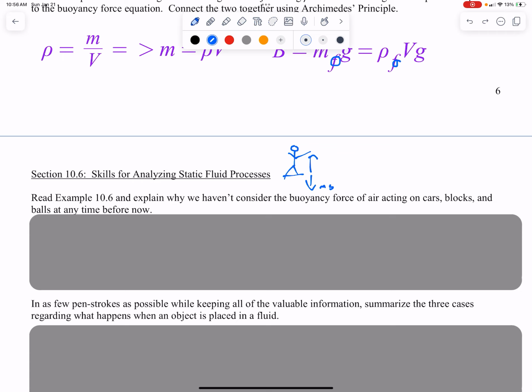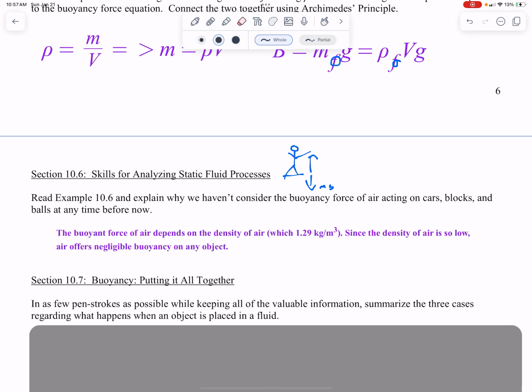There's pretty much insignificant difference due to the buoyancy of air. And if you think about it, the density of air is just so low, right? The density of water is about 1,000. The density of air is about 1.2, right? So you're not going to get a whole lot of upward force.